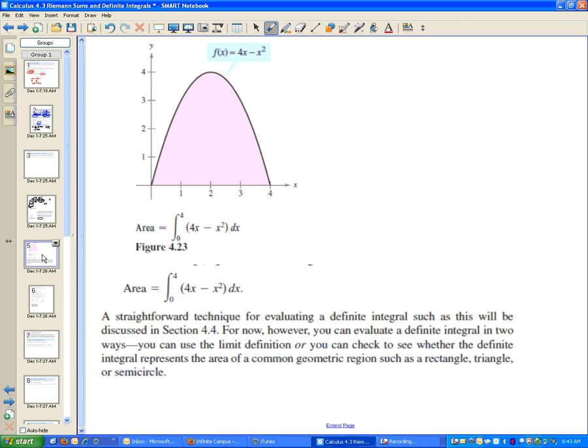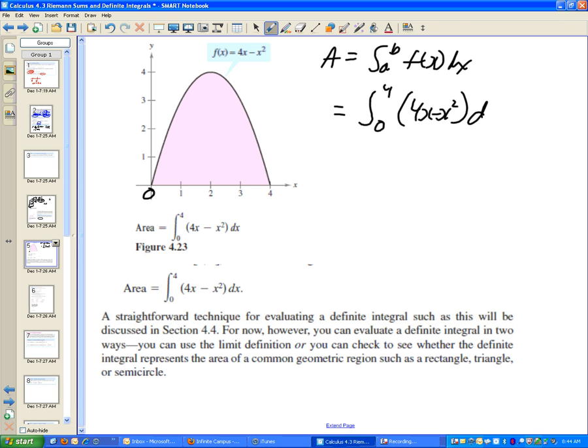We could write this, if we know that f of x is 4x minus x squared, since area equals the integral from a to b of f of x dx, we can turn this into an integral. That'd be the integral from, well, we start at x equals 0, don't we? And what's the x-coordinate where this region ends? 4. And then instead of f of x, we'll put what it actually equals. And we have that. Now, we don't know what to do with that yet, but that's how we write a definite integral from that graph.